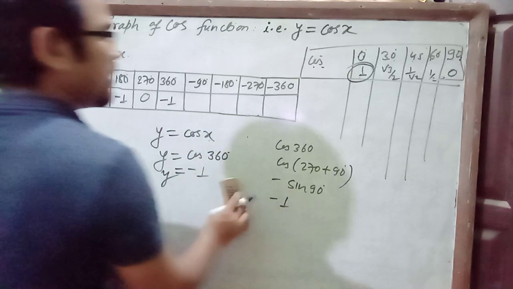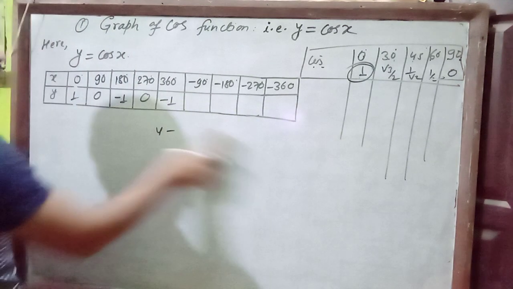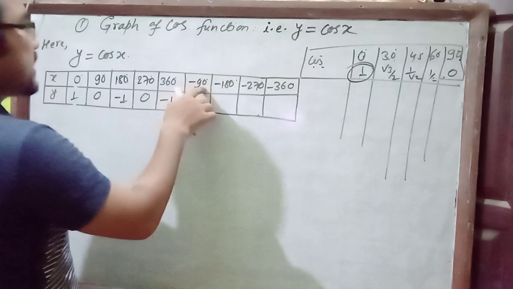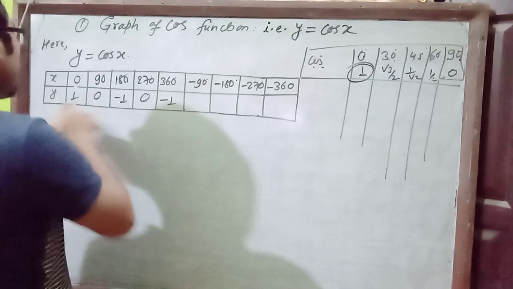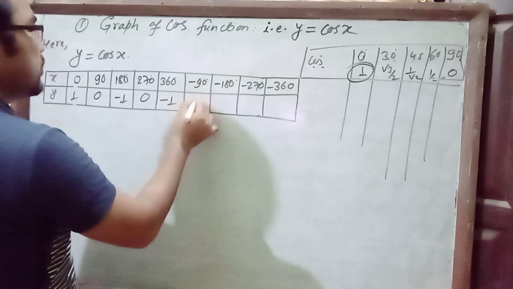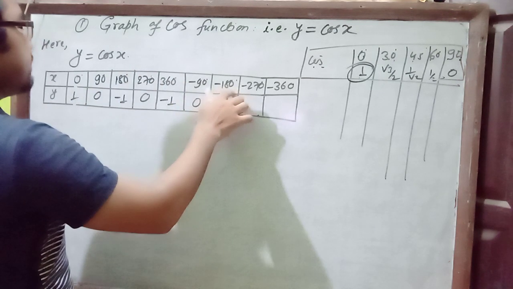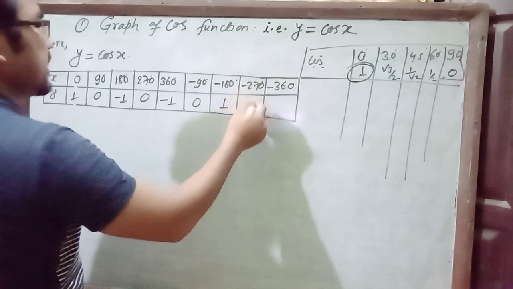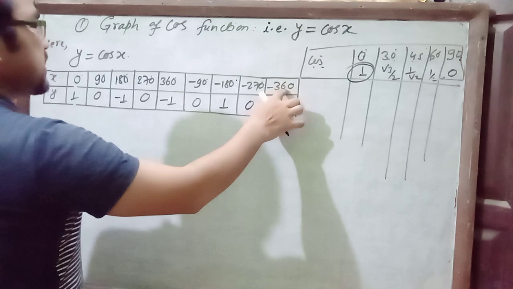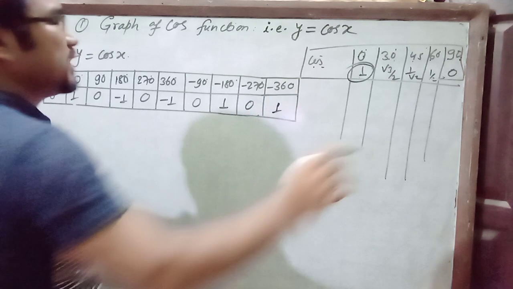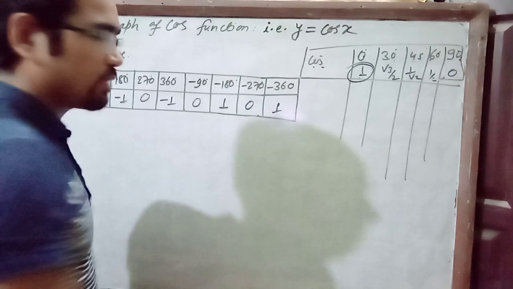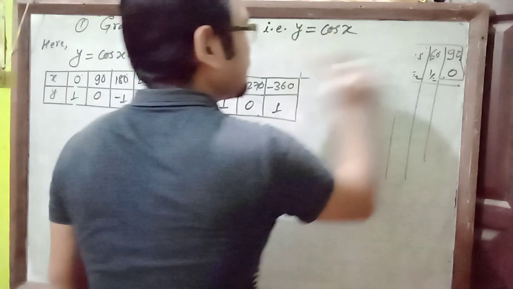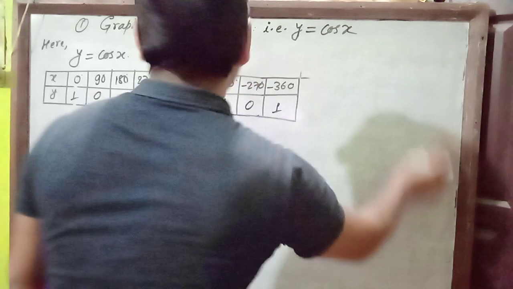So like this, students, you can press the calculator. Minus 90, for cos x with x equal to minus 90, when we put it, then what do we get? 0. When we put minus 180, then plus 1. When we put minus 270, then here 0 comes. When you put minus 360, then here plus 1 comes. Like this, you can press the calculator, then directly you can get it. Okay, after this, now it is remaining to plot on the graph.